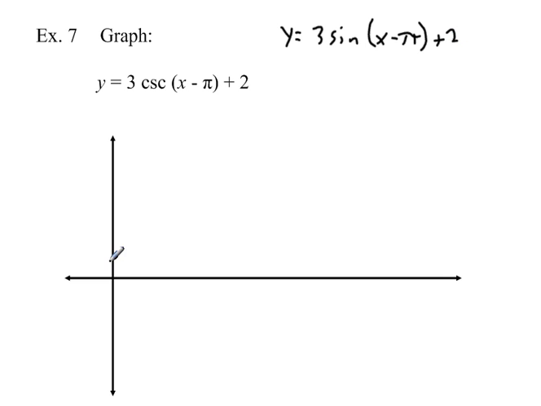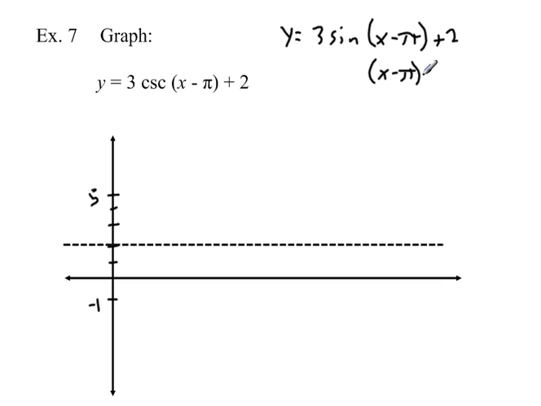Okay, so I know this is going to have a vertical shift of 2 units. So up 2 units, here's going to be my new axis. I know it has a vertical stretch of 3 units. So 1, 2, 3, and so now we're up to 5. 1, 2, 3, and down to -1. I know that my starting point I can find by setting this equal to 0 and solving, and my ending point I can find by setting it equal to 2 pi and solving. So adding pi to both sides, x equals pi, and x equals 3 pi.